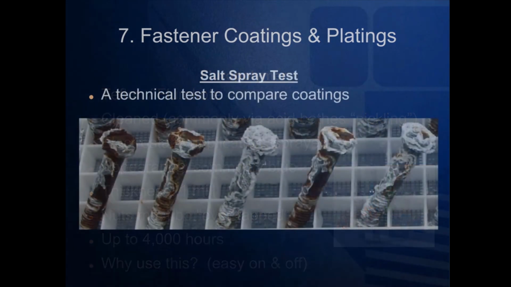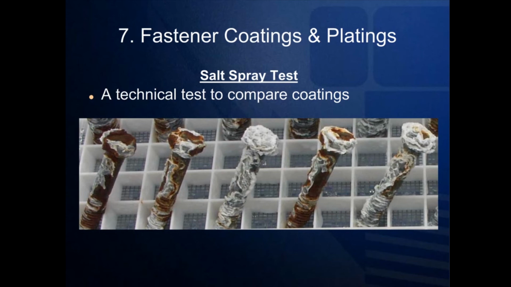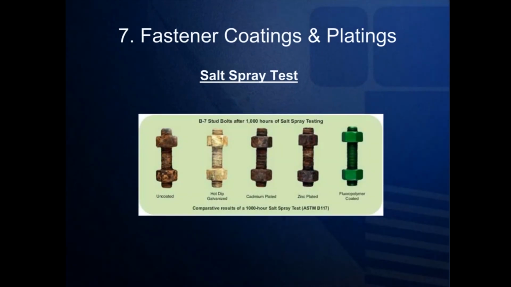To be able to compare the corrosion-resistant properties of fastener coatings and platings, the salt spray test was invented. Currently, this test is the industry standard for accelerated corrosion testing of different metallic coatings. The samples are then inserted into the chamber, which is a temperature-controlled environment, and is sprayed with a 5% salt spray solution at a very fine mist. Here you will see the finished results of a 1,000-hour salt spray test. Notice that red rust has formed on the plain finish, cadmium-plated, and zinc-plated stud bolts. In addition, white rust covers the hot-dip galvanized stud bolt, while the Fluorocoat stud bolt appears unharmed.